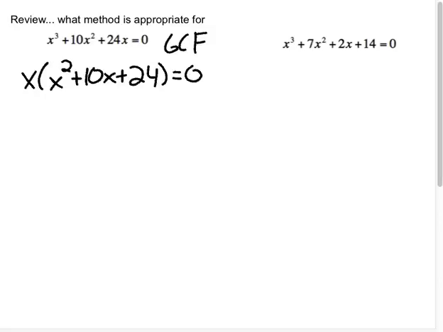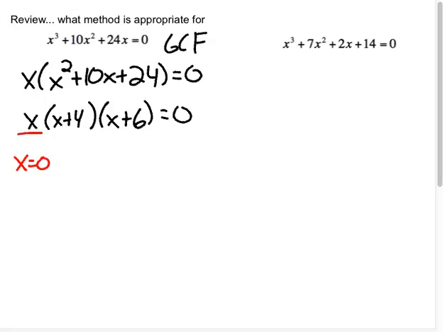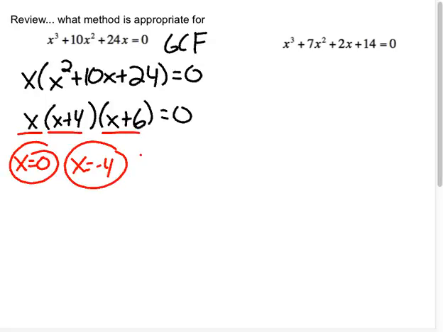And now notice I'm left with a quadratic that actually factors. And so that is how I get these 3 solutions. Remember, now x would have to be 0 for that, would have to be negative 4 for that, and would have to be negative 6 for that one. So remember, that was from our 5.3a notes. Okay, remember that method.